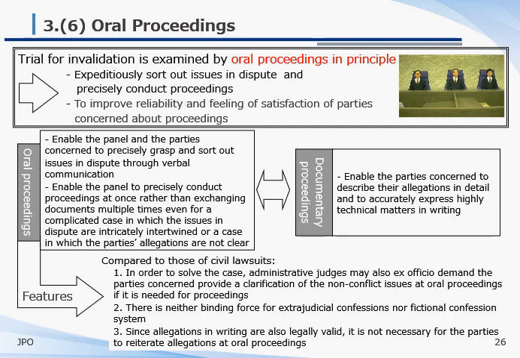This slide shows you the details of oral proceedings in a trial for invalidation. A trial for invalidation is examined by oral proceedings in principle because, as shown in the middle of this slide, the panel can precisely grasp and sort out issues in dispute through verbal communication between the panel and the parties. The panel can precisely understand technical issues even for a complicated case. The panel can precisely conduct proceedings at once rather than exchanging documents multiple times. The parties can fully make allegations in front of the panel. Oral proceedings are conducted expecting these effects on the outcome.